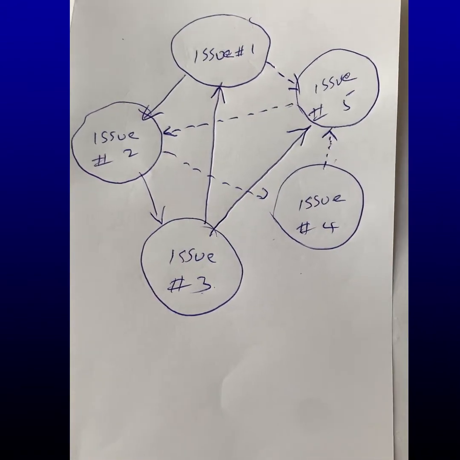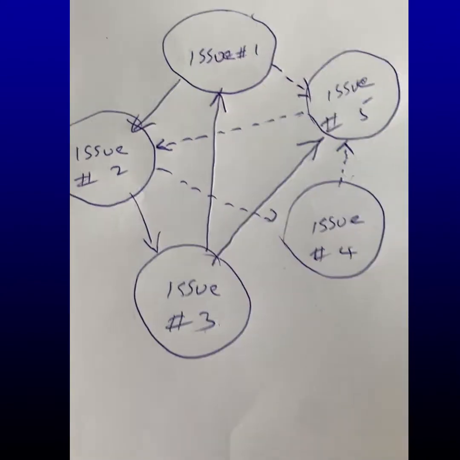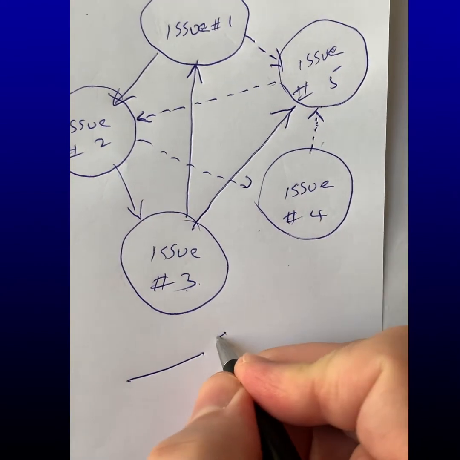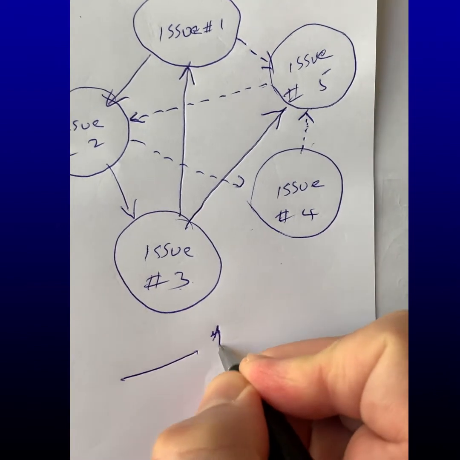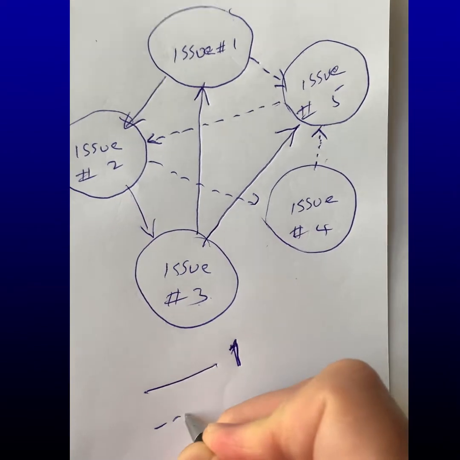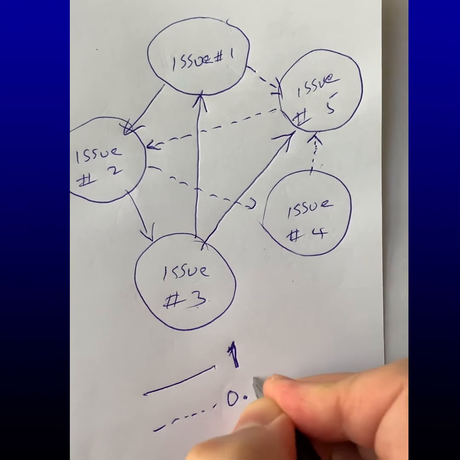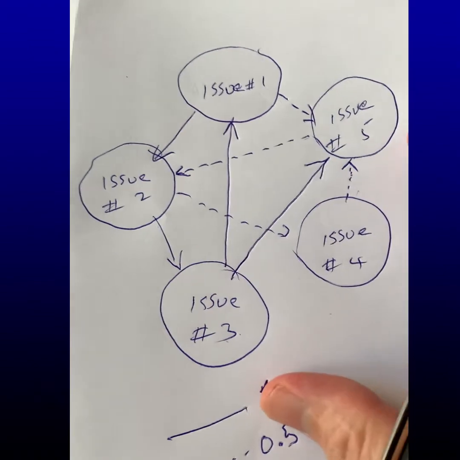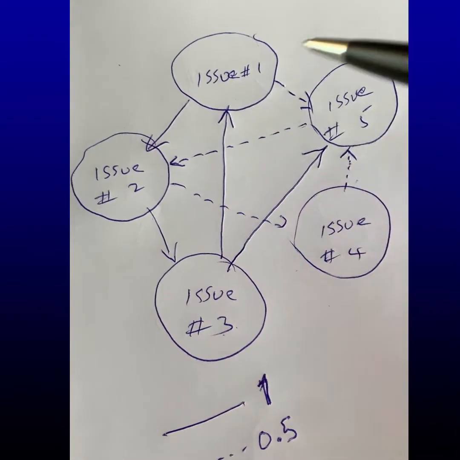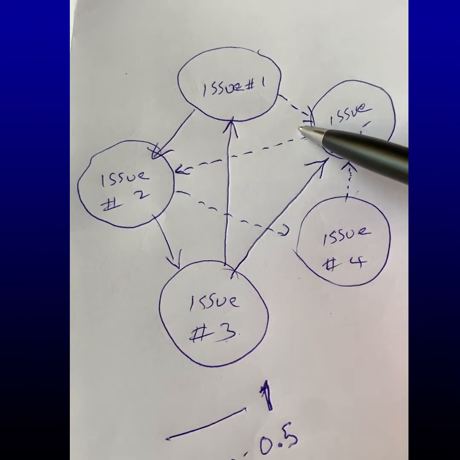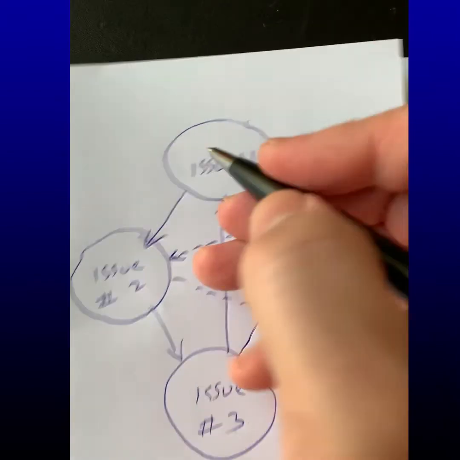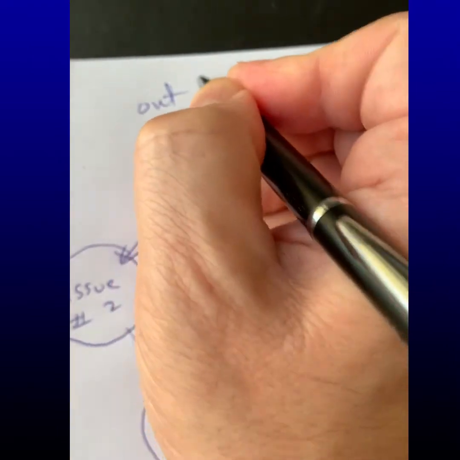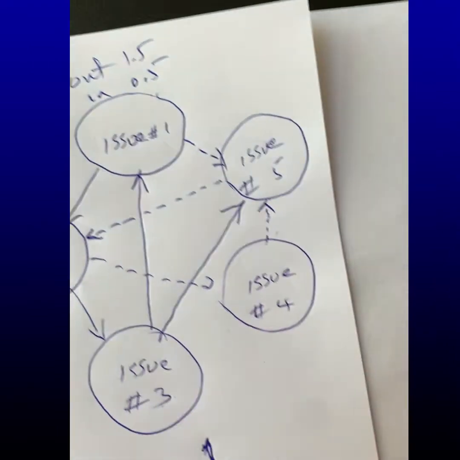And what we have to do is sum it up. How do you sum it up? Well, every strong relationship is a 1, right? And every weak relationship is a 0.5. So you want to count how many outs and how many ins. Issue 1 has 1.5 out and 1 in. So then you go and you write out 1.5 and in 0.5. And you do it for all.